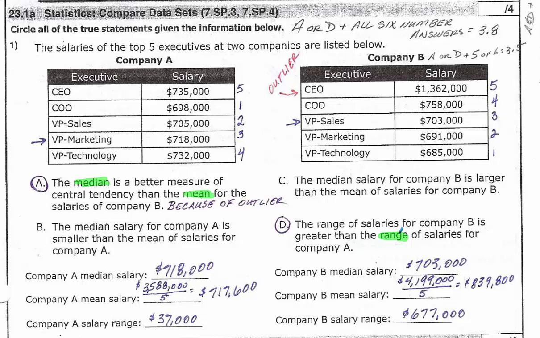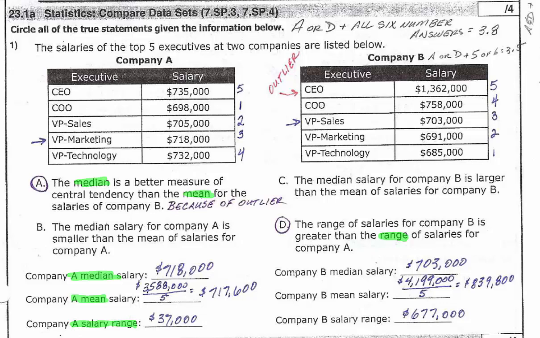So the very first thing we're going to do is calculate the median for company A, the mean for company A, and the range for company A. Well, to calculate the median for company A, we put all of the salaries in order from least to greatest. And we talked about one way to do that on problems like these that have tables. If the table isn't very large, if there aren't too many numbers, it is to simply number them.